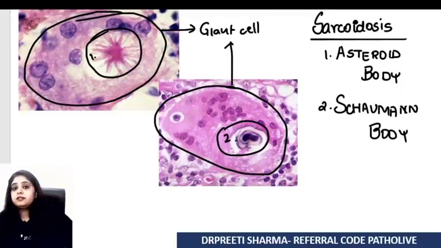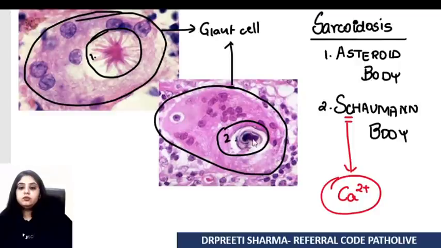And further in theory, please remember that Schaumann bodies are made up of calcium. Schaumann bodies, or this blue color body, this looks somewhat like a Psammoma body, right? This blue color concentric thing, and that is something that you see with calcium deposition. So sarcoidosis shows you these two bodies, again something which is very important for the exam. And both of these are inside the giant cells.